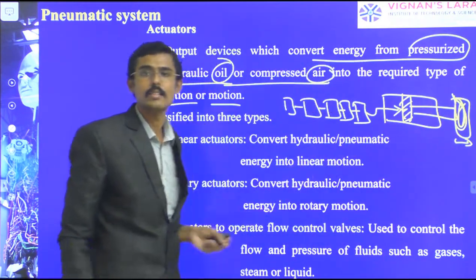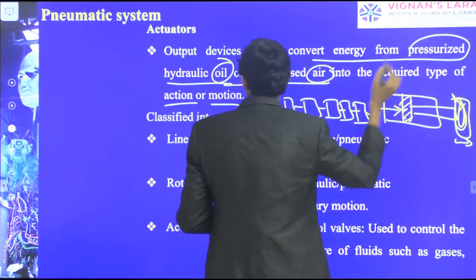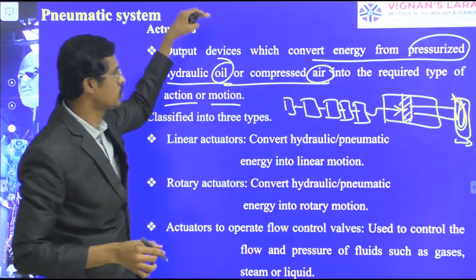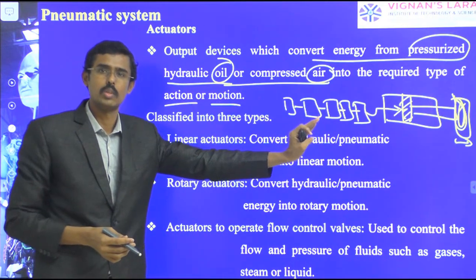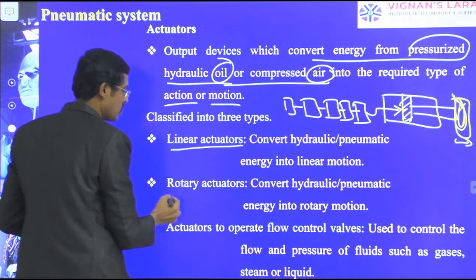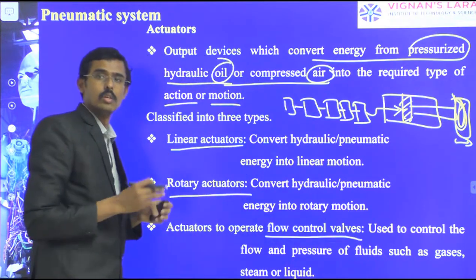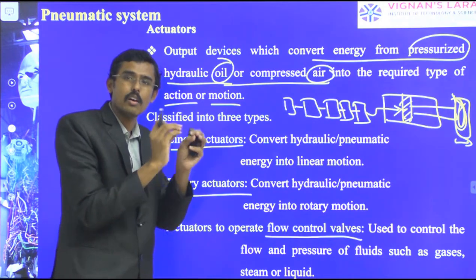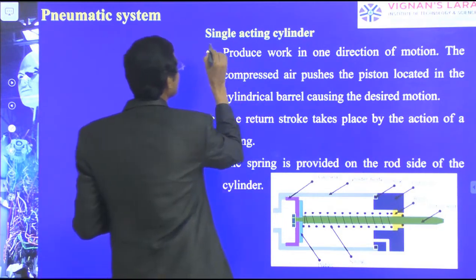The actuating mechanism we are seeing. We name it here. That is why we are using this conversion of the energy of pressurized air or oil. From that it is to be moved to the required level of action, whether 10 mm or 20 mm, whatever it is. So linear actuators, rotary actuators, or flow control actuators are there to move linearly or in rotation, or otherwise control on-off switches. For that I am dividing into a single acting cylinder.